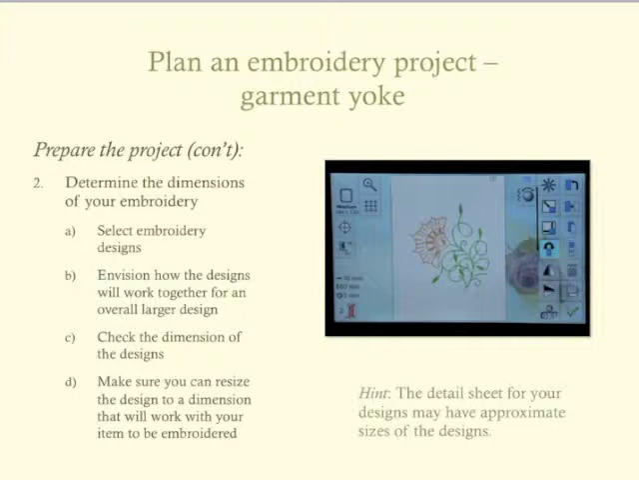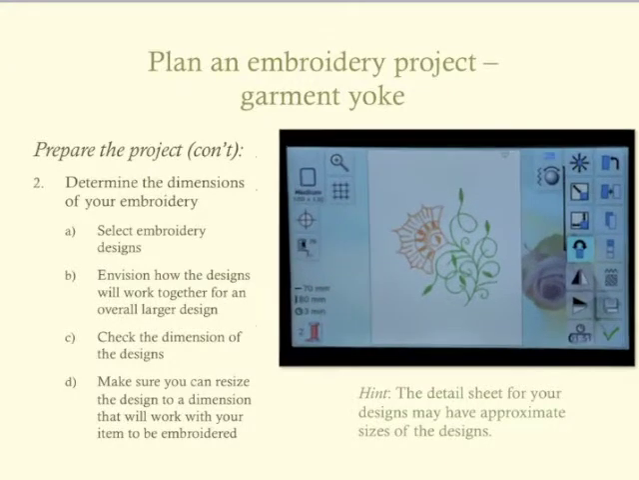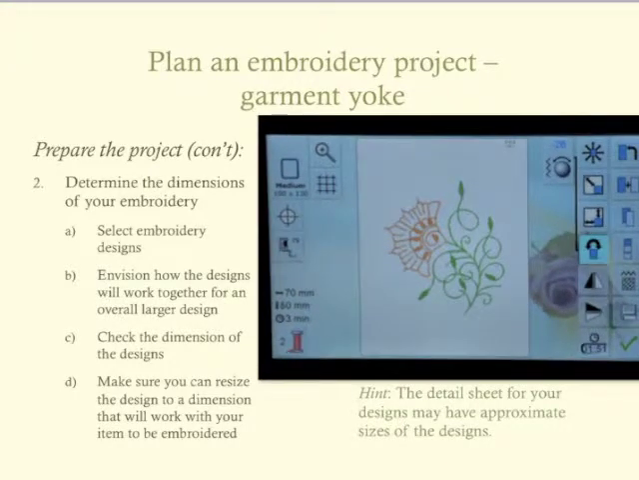If you are using purchased designs on a card or CD or USB memory stick, there should be a design sheet that includes details of the design. I selected the designs for my project from my embroidery machine's user manual. While it includes graphics of the embroidery designs that are built into my embroidery machine, it does not include the dimensions. So I went to my embroidery machine to review the dimensions of the designs I selected, and then resized and adjusted the designs to fit into my project.